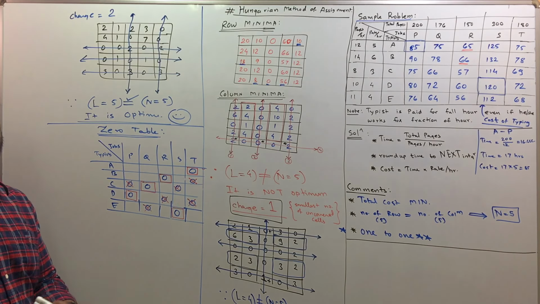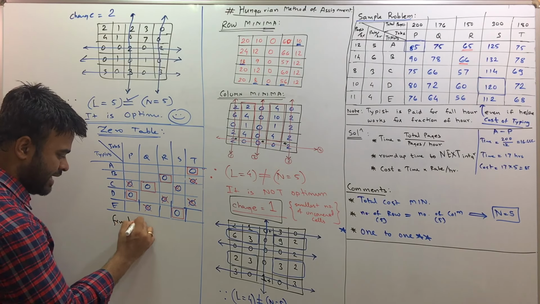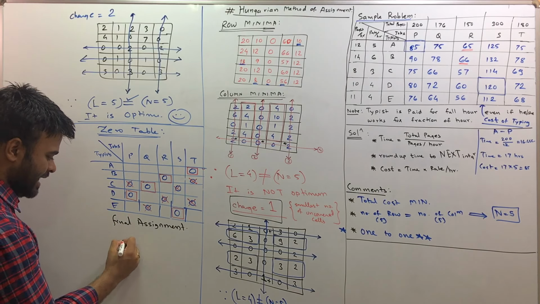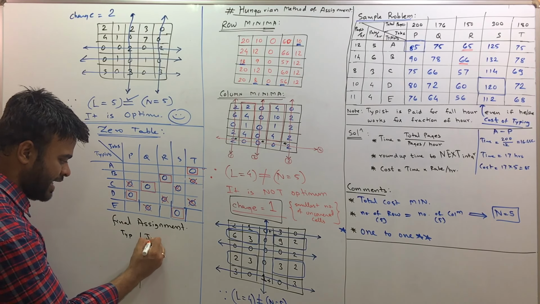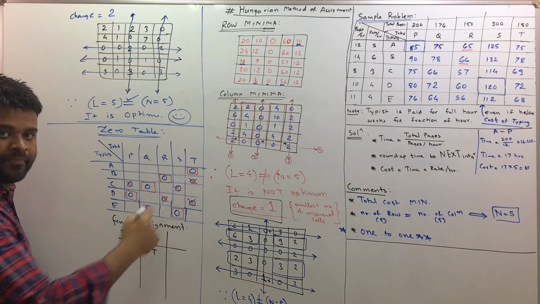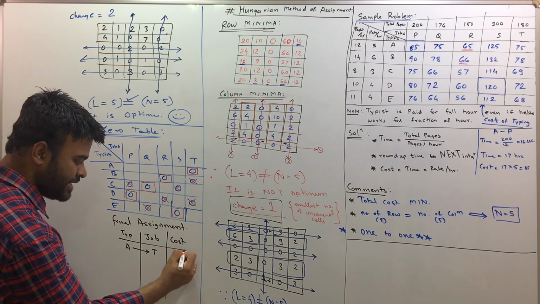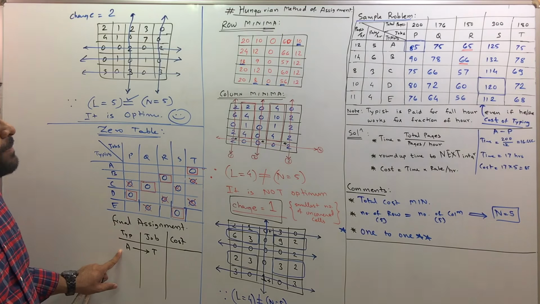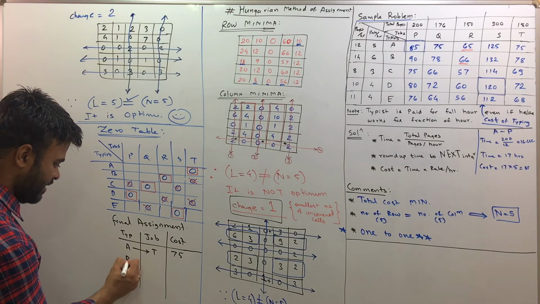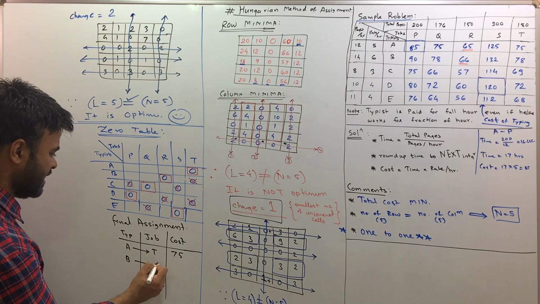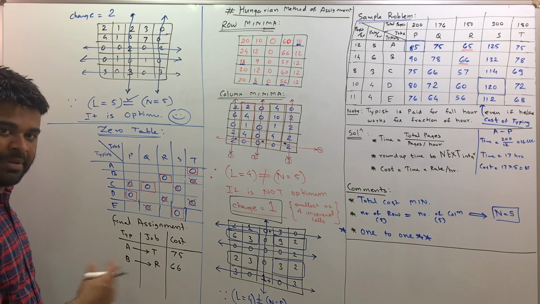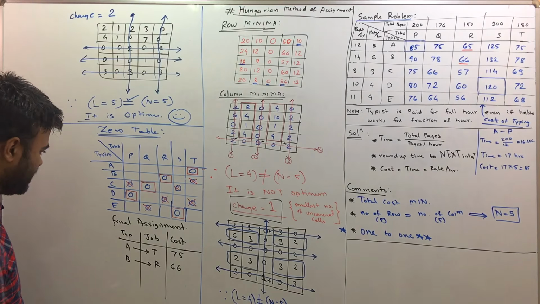So I'm going to write down the final assignment. It goes like this. Final assignment. Typist A, typist and job combination. Typist A should do job T. And the cost, let's write down the cost. Let's see what is the cost working out here. If typist A does job T, it is going to cost us 75. If typist B does job R, it is going to cost us 66. So let me write down all the typist and job combinations.